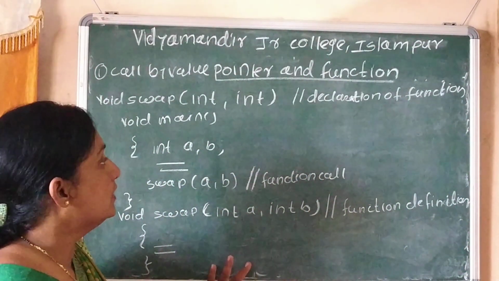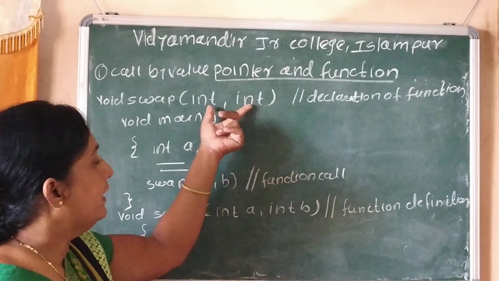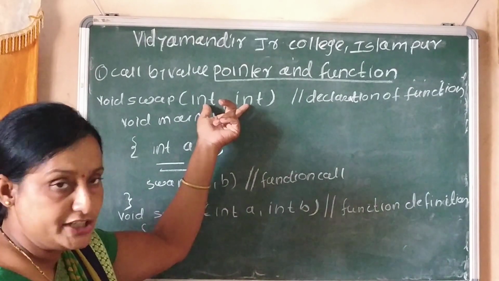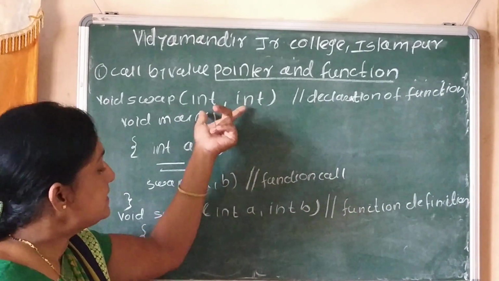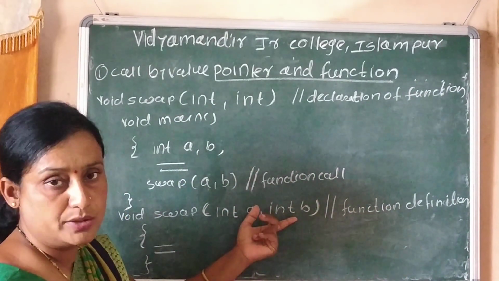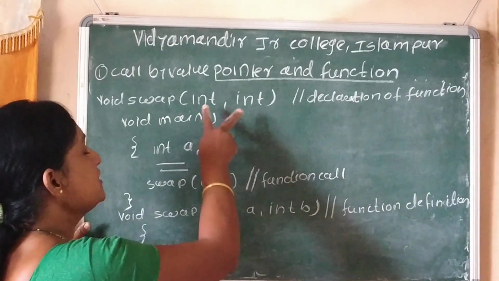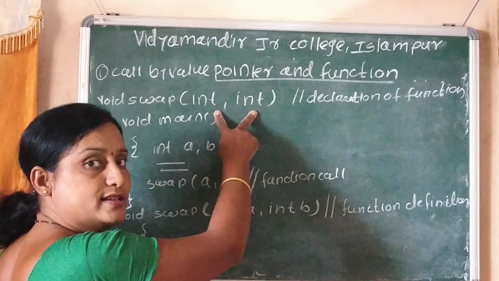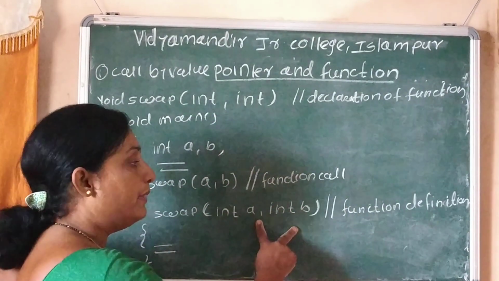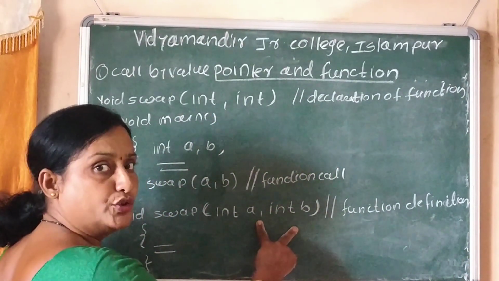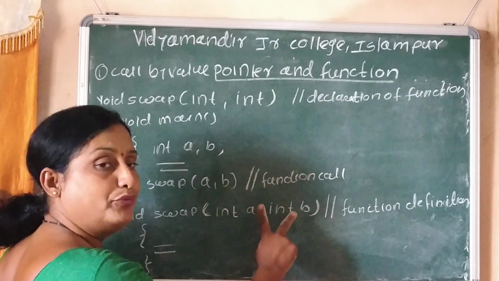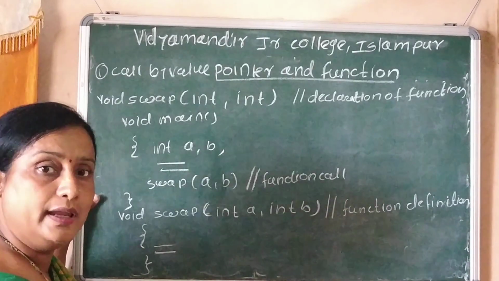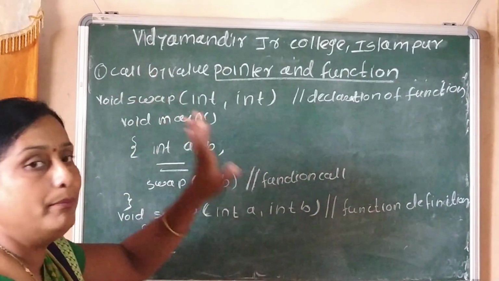In this function, is the variable declared at the declaration point the same as that at the definition point, or different? The variable declared in the function declaration is called the actual argument, and the variable declared in the definition part is called the formal argument. It may be the same or a different name also. That is call by value.